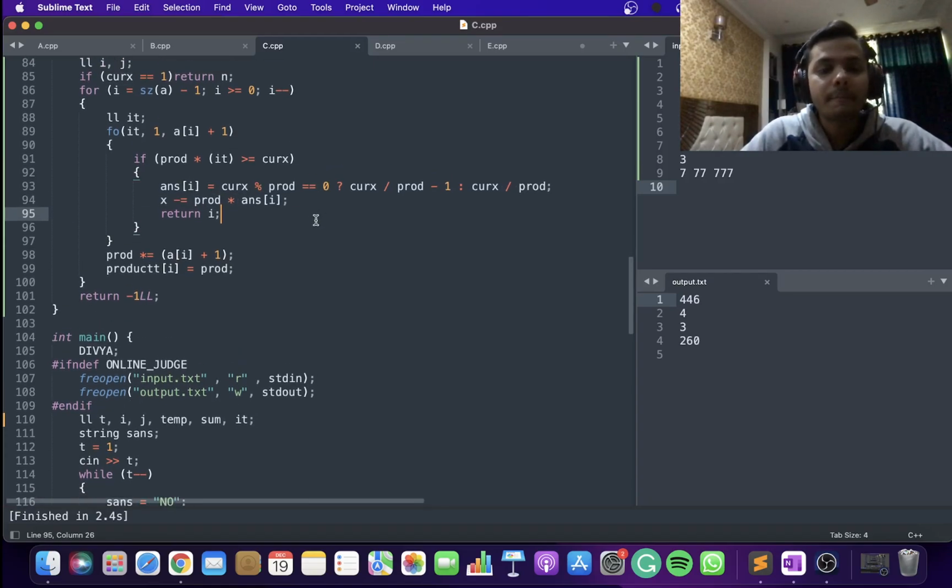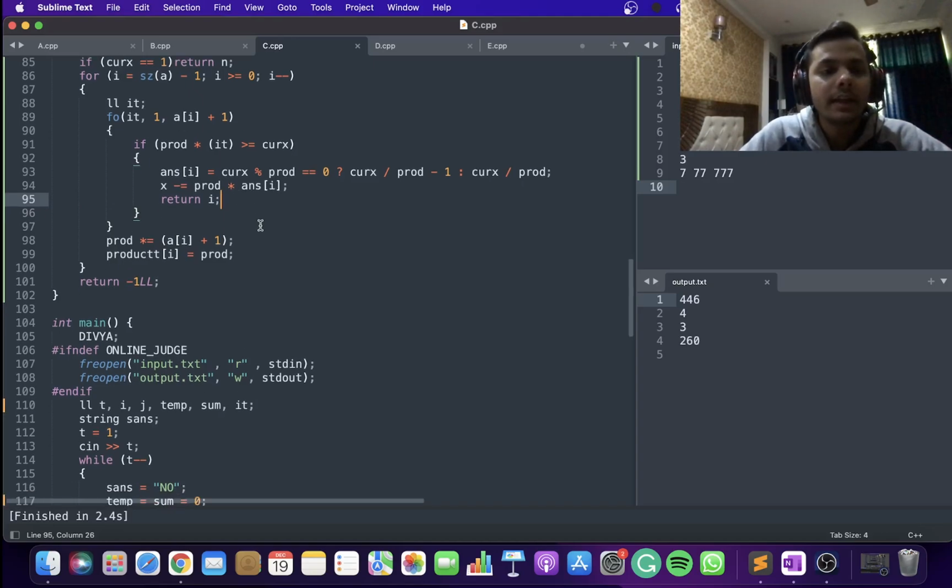Yeah, makes sense. So then I'm finally returning i, and i is the index where the product first becomes greater than x. And if that never happens, then I just maintain my product, which is nothing but multiplying the product by a[i] plus 1, and I keep doing that. Product of i becomes prod.